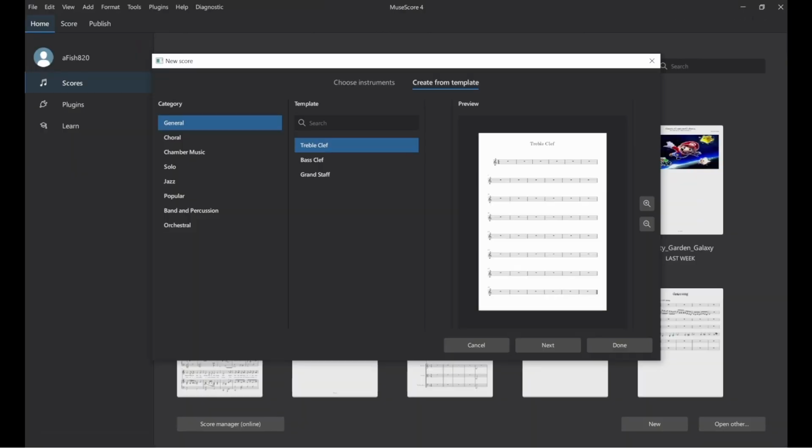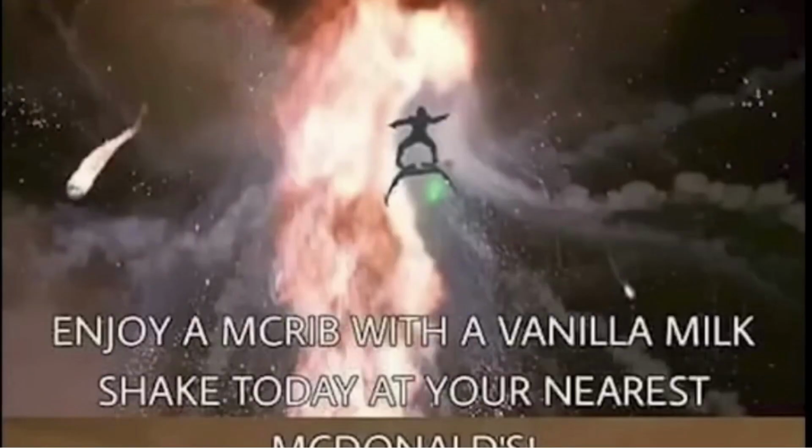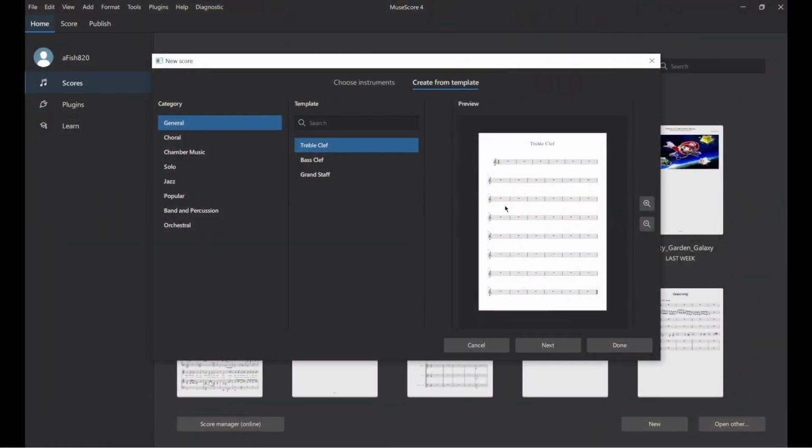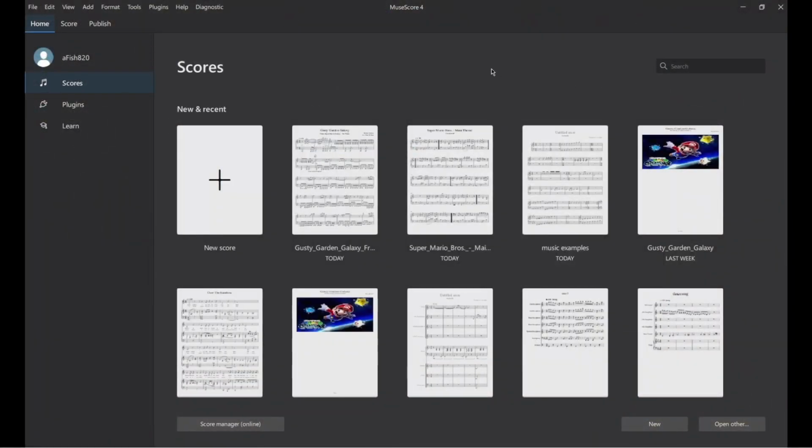So I'm just fighting with the windows here. Okay, here's the landing page of MuseScore. By the way, MuseScore 4 just came out in December. Previously we were on MuseScore 3, and this is head and shoulders better than anything else.